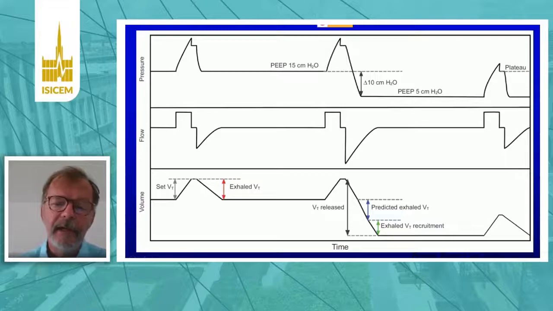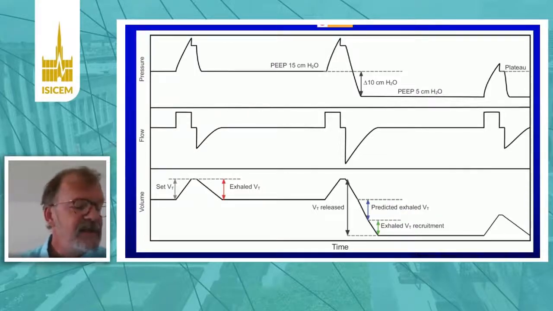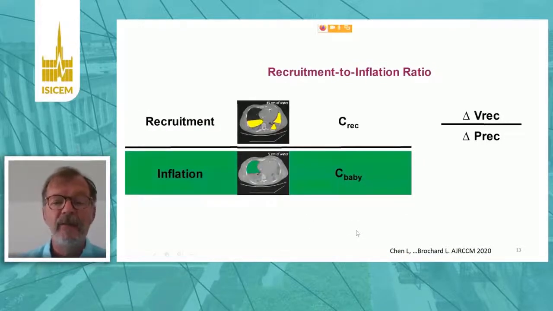volume expiration. And we can predict what should have been the exhaled volume if there is no recruitment, because it's based on the compliance at low PEEP. And every time we see a difference between this predicted volume and the total exhaled volume, we say this is recruited volume. So based on that, we can estimate what is the compliance of the baby lung. So this is a green part, if you want. This is based on the compliance at low PEEP. And what we call the compliance of the recruited lung, which is the delta volume by the delta pressure, which in our example was a delta PEEP of 10.